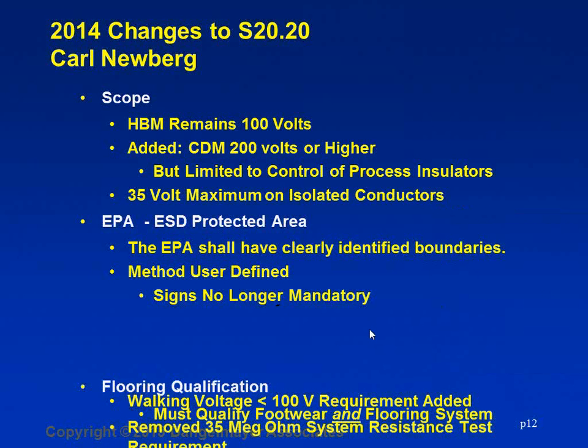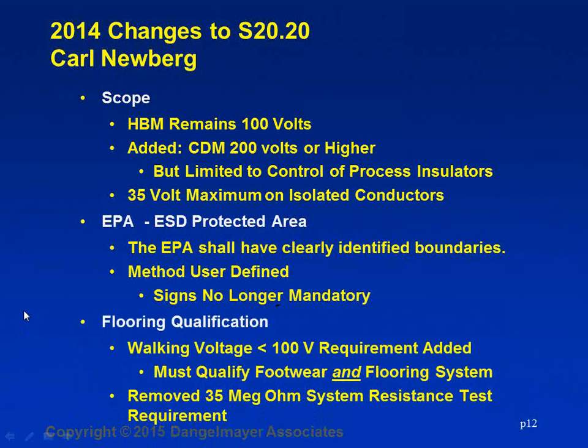The other major change is in the flooring qualification. When you're qualifying your flooring footwear system, the 2007 version allowed you to qualify it by just measuring the resistance of the system, meaning from the operator to the ground. If you were done. What we found through various testing is that didn't always keep 100 volts off the person when they were walking around. So now the requirement is that you have to do both. You have to meet a maximum resistance, but you also have to do this walking test when you're qualifying your flooring footwear system.